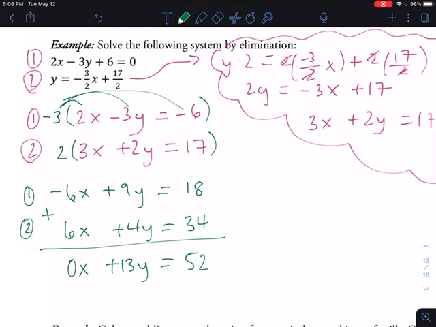Okay, so just a quick note. Okay, anyways, 18 plus 34, 52. Good. So that gives me 13y is equal to 52. And when I divide both sides by 13, then we're going to get that y is equal to 4.